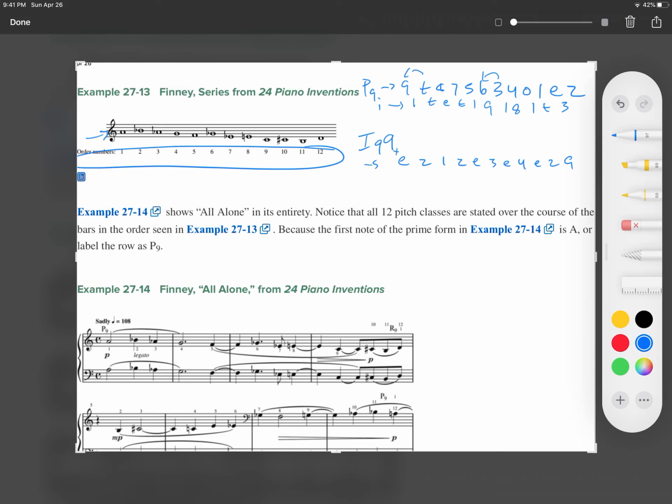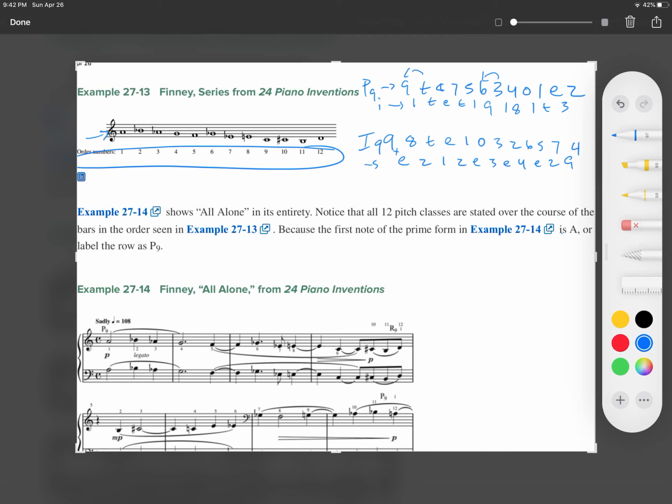9 plus 11, which is our interval, is 20, or in mod 12, that would be 8. 8 plus 2 is 10. 10 plus 1 is 11. 11 plus 2 is 13, or 1. 1 plus 11 is 12, or 0. 0 plus 3 is 3. 3 plus 11 is 14, or 2 in mod 12. 2 plus 4 is 6. 6 plus 11 is 17, or 5. 5 plus 2 is 7, and 7 plus 9 is 16, or in mod 12, that would be 4.